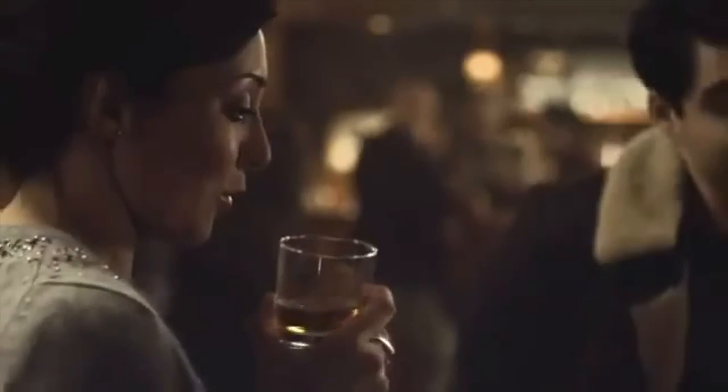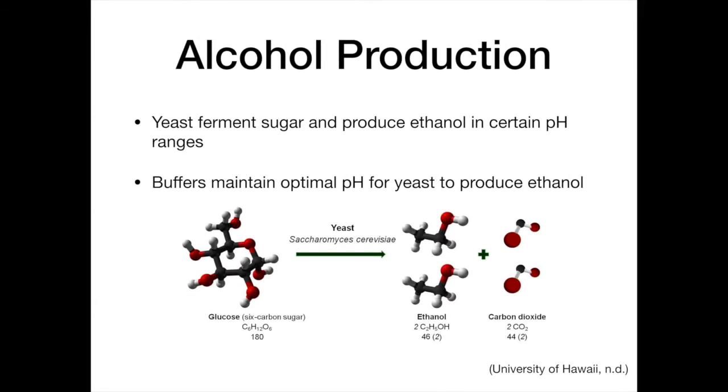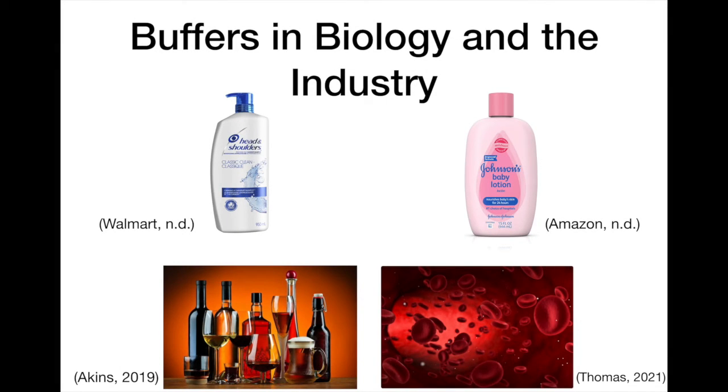Before fermentation, buffer solutions are poured in order to maintain the pH so that the alcohol doesn't spoil. Ethanol used in alcohol is produced by yeast, and these microbes only function to ferment sugar and produce ethanol as a waste product in certain pH ranges. So, it's important that the optimal pH of the environment is maintained so that the yeast can produce the ethanol that alcohol requires. Overall, buffers are extremely important and prevalent not only within biology, but also in the industry.